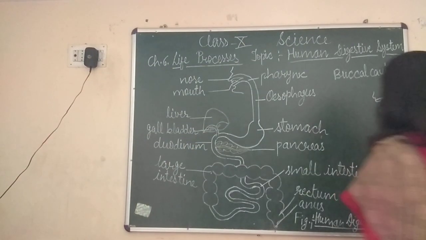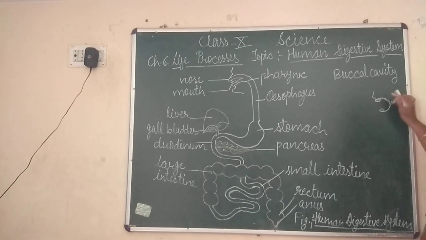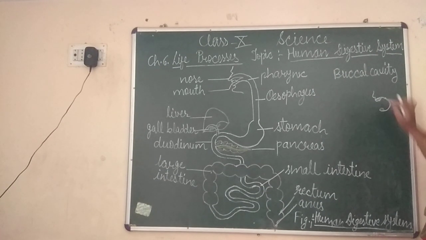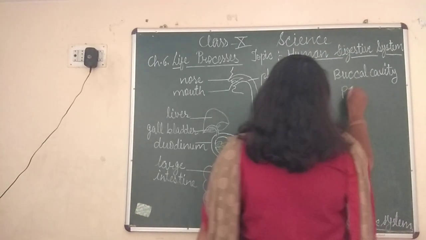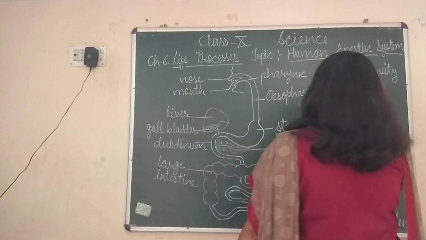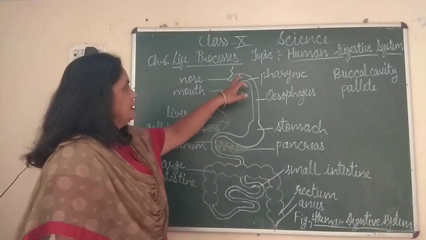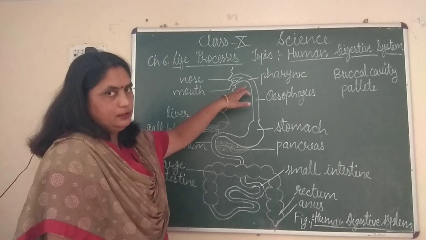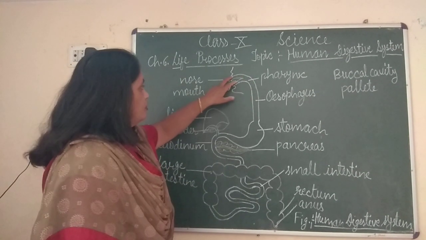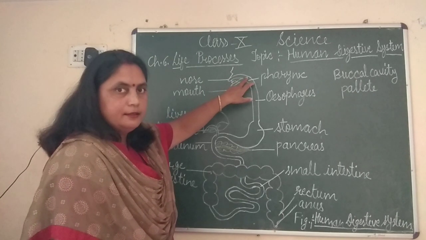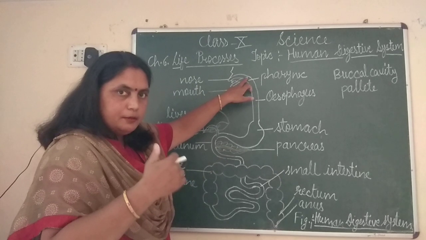So here is your nose, this is lips, this is buccal cavity, this roof of the buccal cavity is called palate. Okay, the second structure is palate. This palate actually separates the nasal passage and the mouth. Okay, but at the end in throat, both of these passages meet in pharynx. Got it? The roof of buccal cavity is called palate.